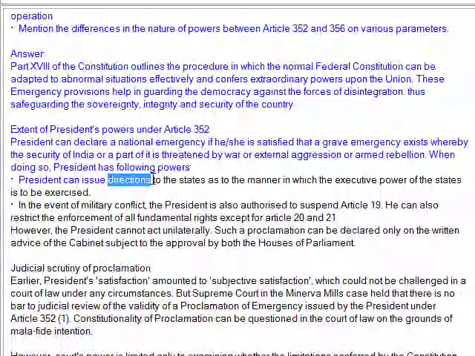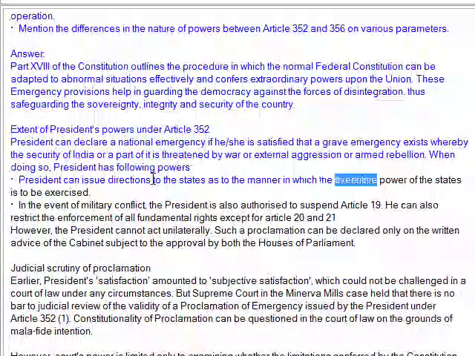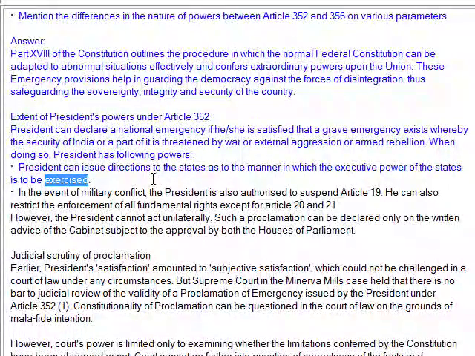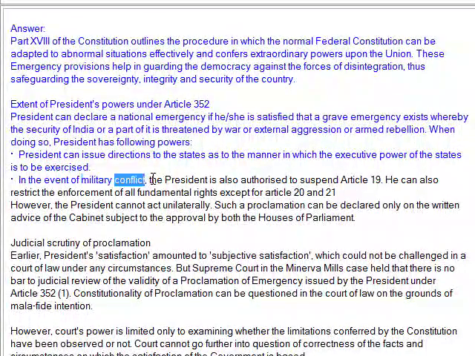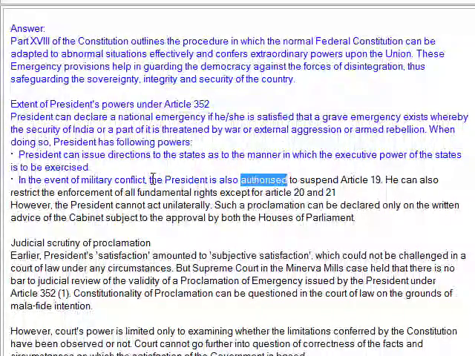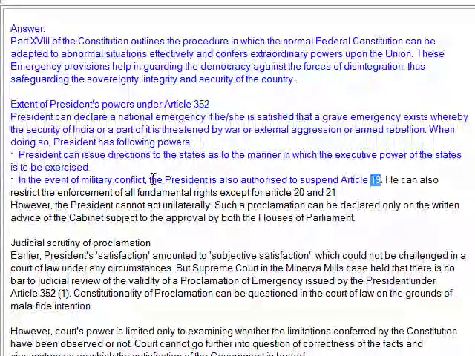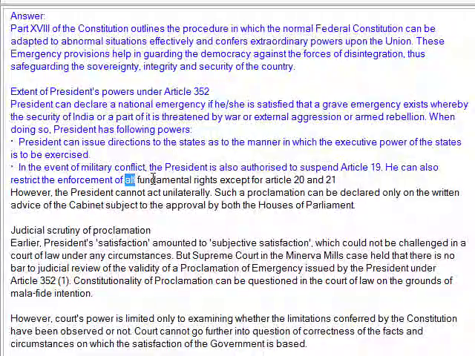The President can issue directions to the states as to the manner in which the executive power of the states is to be exercised. In the event of military conflict, the President is also authorized to suspend Article 19. He can also restrict the enforcement of all fundamental rights except for Article 20 and 21.